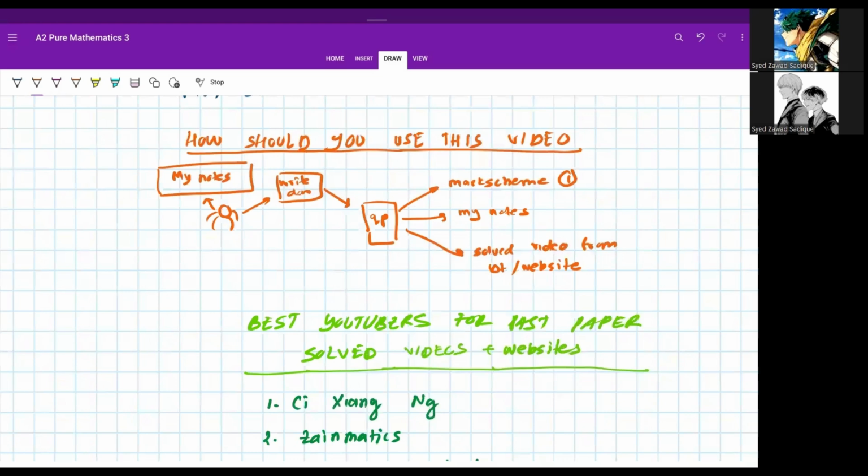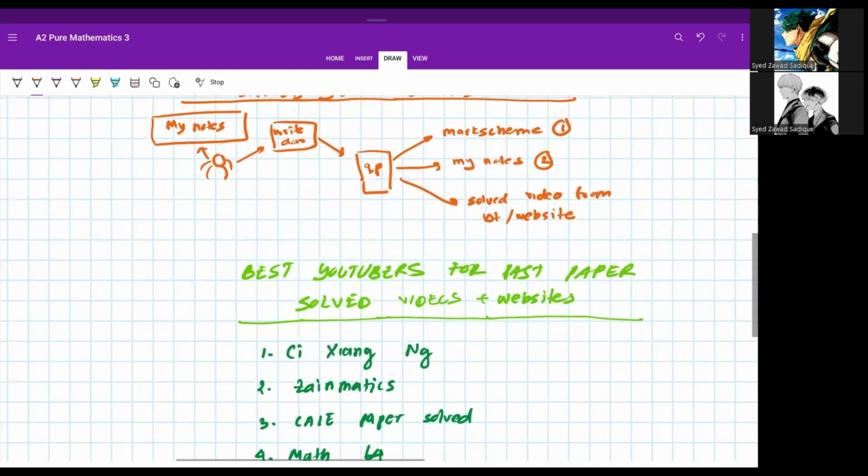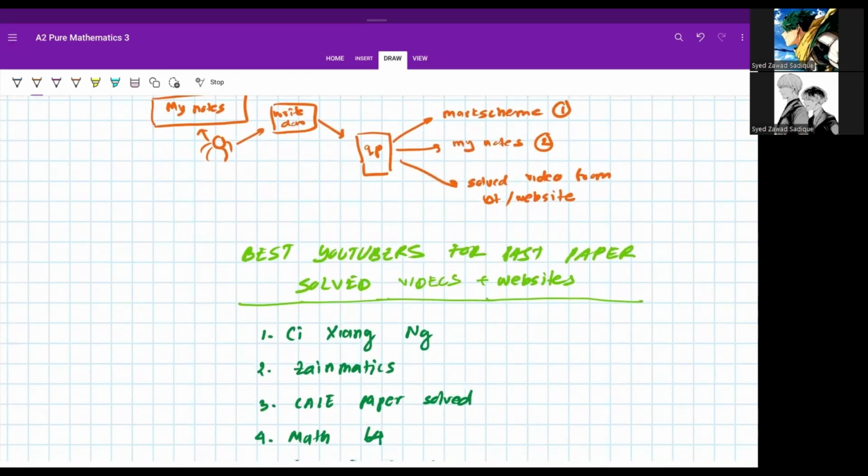If you get stuck, you first refer to the mark scheme and then you solve the question. If the mark scheme confuses you, you come to my notes and see where you have a gap in your concept and then try to solve the question again. Now, if my notes also don't help, which is very unlikely, then you should go to the YouTube video and see where you are making a mistake.